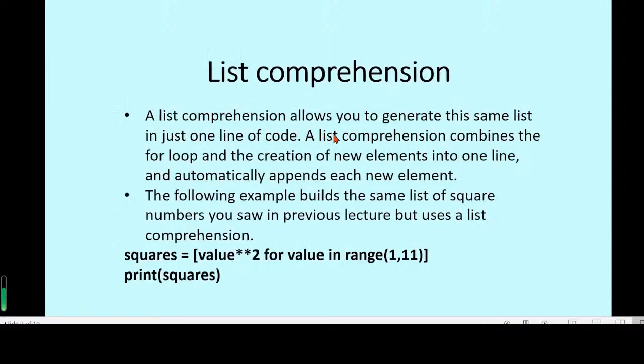A list comprehension allows you to generate this same list in just one line of code. A list comprehension combines the for loop and the creation of new elements into one line, and automatically appends each new element. The following example builds the same list of square numbers you saw in previous lectures, but uses a list comprehension. So we can write squares is a list, and inside the brackets we write value**2, then a space, then it's like a for loop: for value in range 1 to 11.